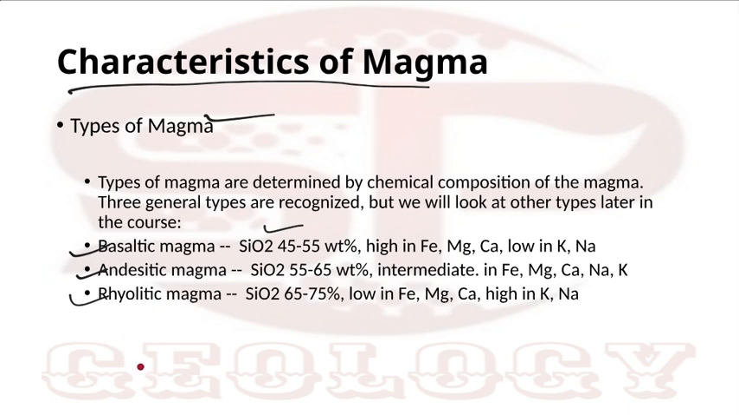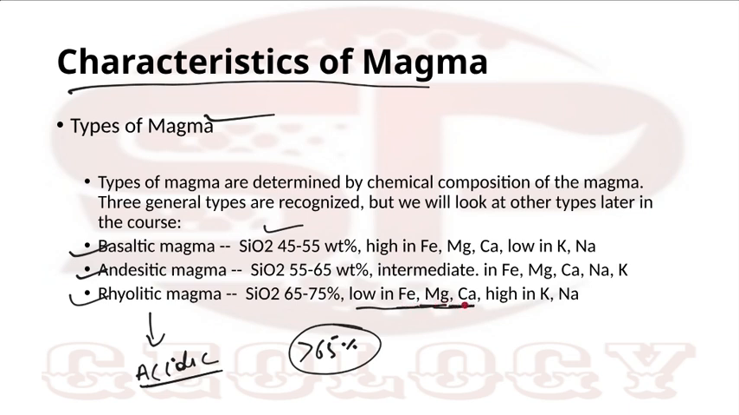One is rhyolitic magma, what we call acidic magma. Rhyolitic is called acidic magma, which has an SiO2 content greater than 65%. Simply, greater than 65%. So if any magma contains silica percent greater than 65, it is considered rhyolitic magma. It is very low in Fe, Mg and Ca content, but high in potassium and sodium content. It will be alkali.